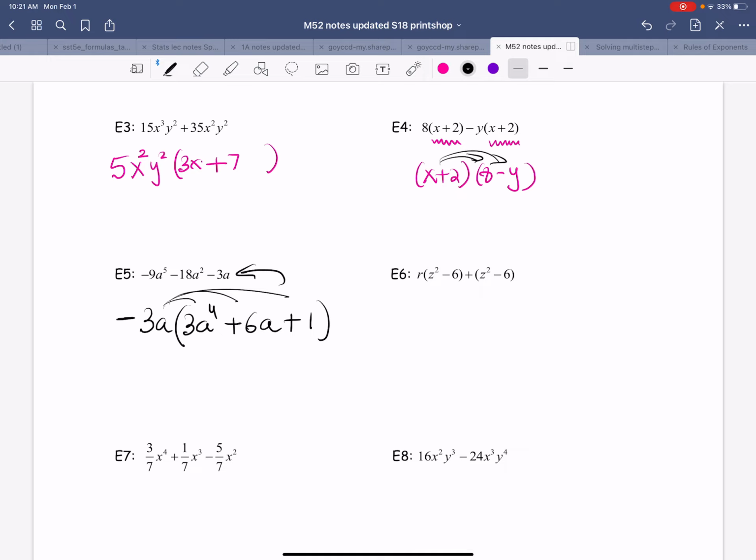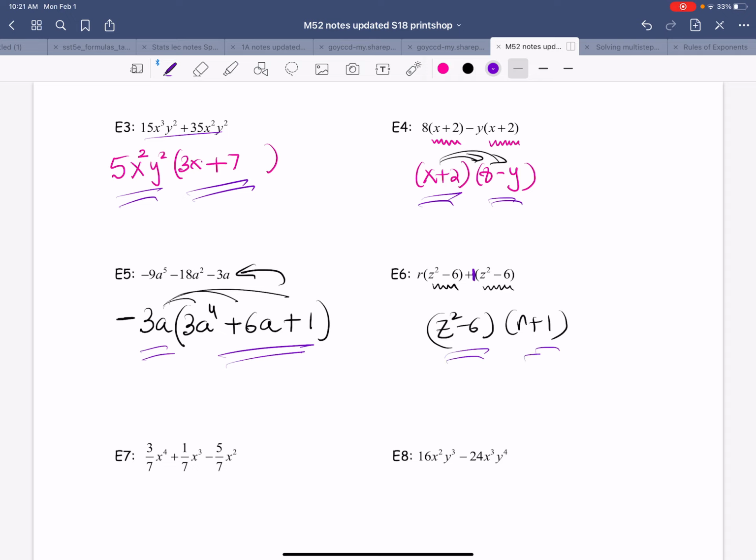we started with. Next one, again, I see the common factor is a binomial, so I can pull that out, z squared minus 6 and r plus 1. There's a hidden 1 over here in the front. That is my factored form of this polynomial. You can see we are writing the polynomial as a product of two or more things. That would be factored form.